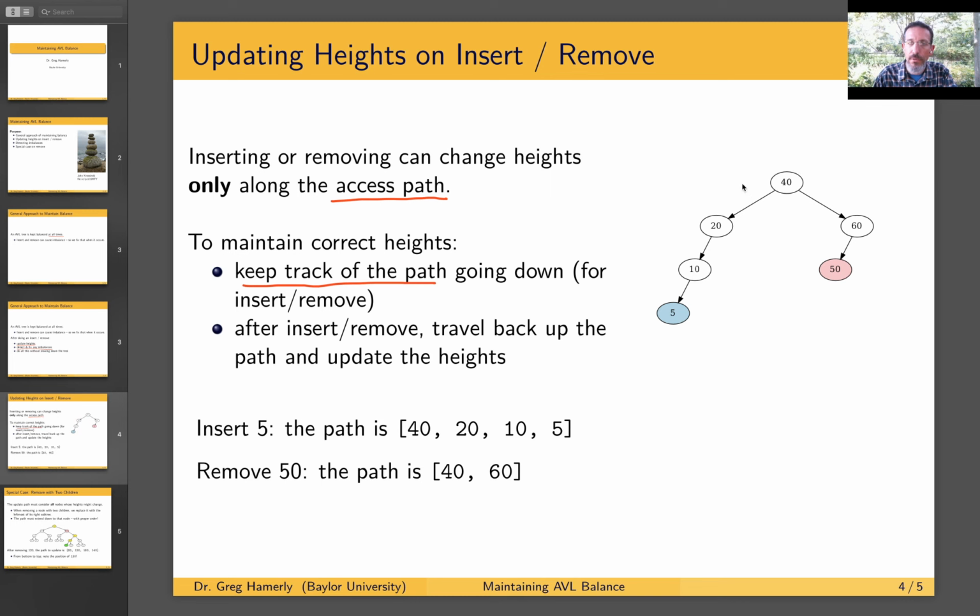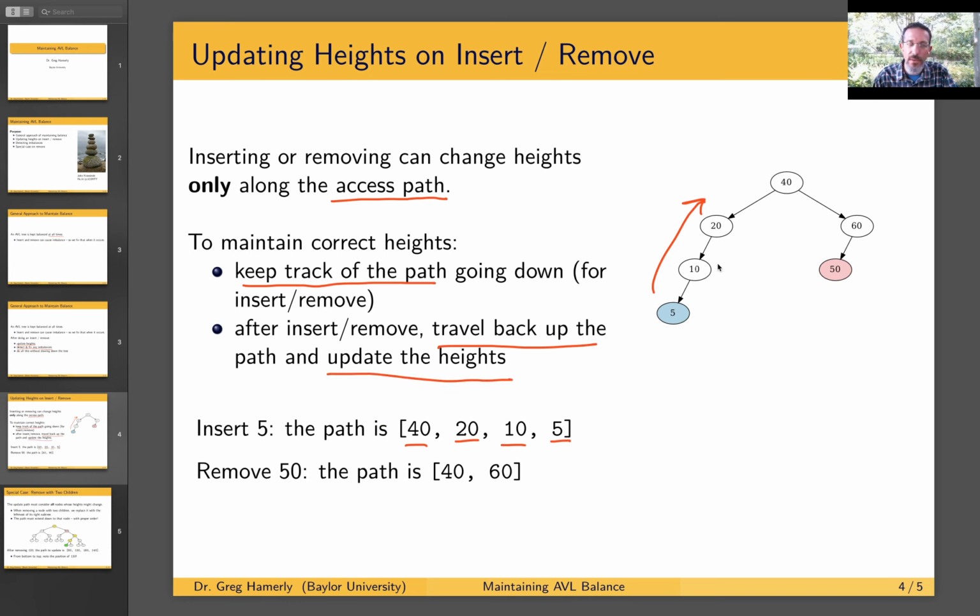So if we're going to insert 5, we keep track of the path, and that would be 40, 20, 10, and then 5. And we could keep that as sort of a stack, right? And the stack is pushed on 40, 20, 10, 5. So if we pop off the stack, we're going back up the tree: 5, 10, 20, 40. So we're going back up this direction. And as we go up that direction, we travel back up the path and we update the heights.